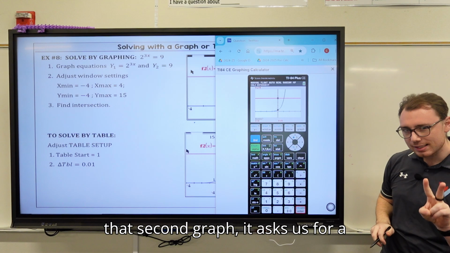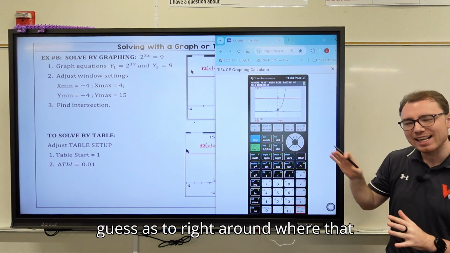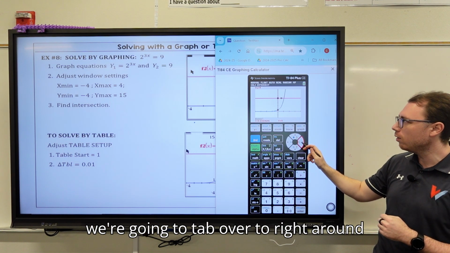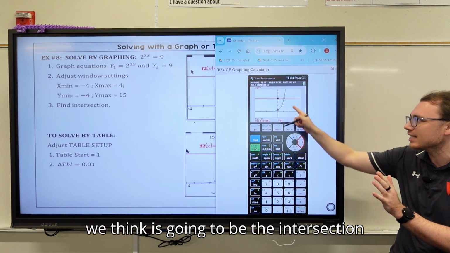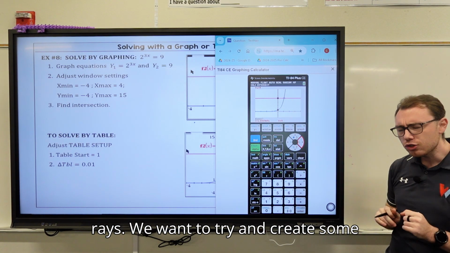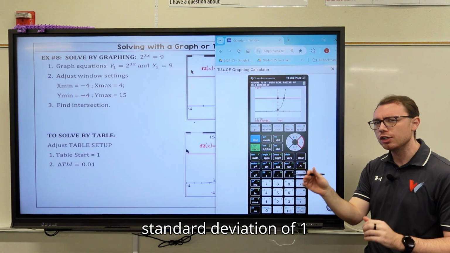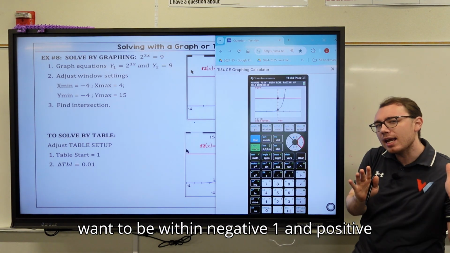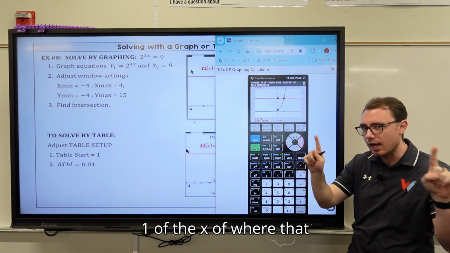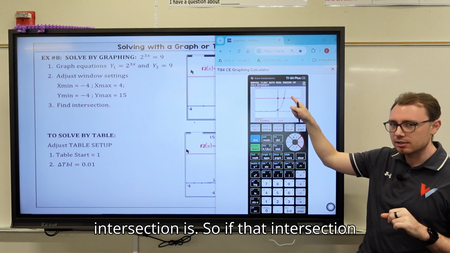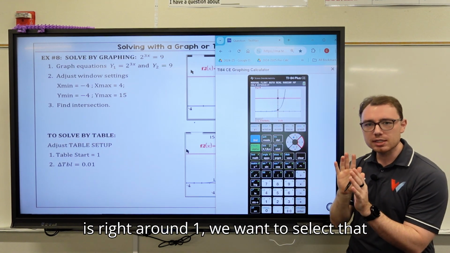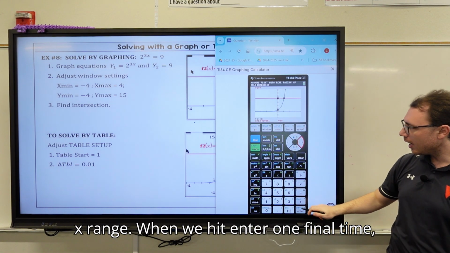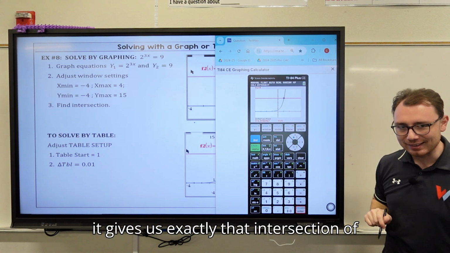When we select that second graph, it asks us for a guess as to right around where that intersection is. On that second graph, we're going to tab over to right around where we think the intersection is going to be. We want to try and create some standard deviation of 1 around that intersection, meaning we want to be within -1 and +1 of the x of where that intersection is. So if the intersection is right around 1, we want to select that guess in between 0 and 2 of that x range.